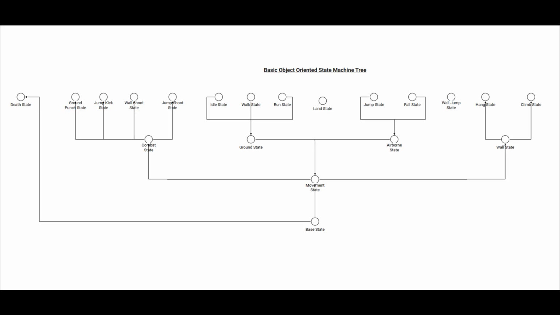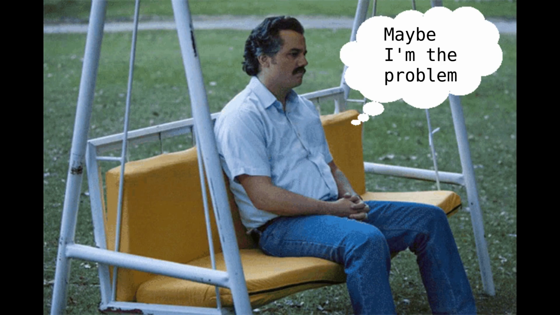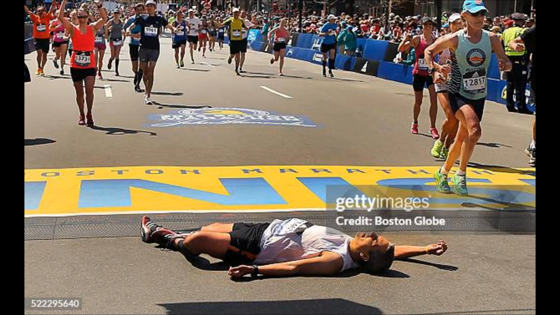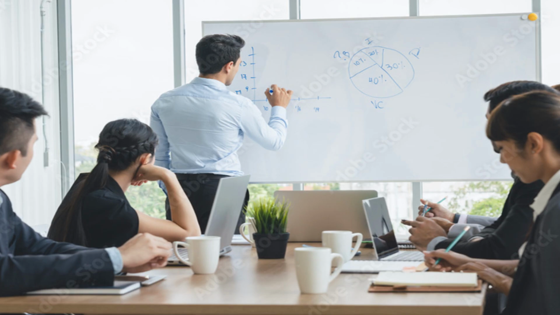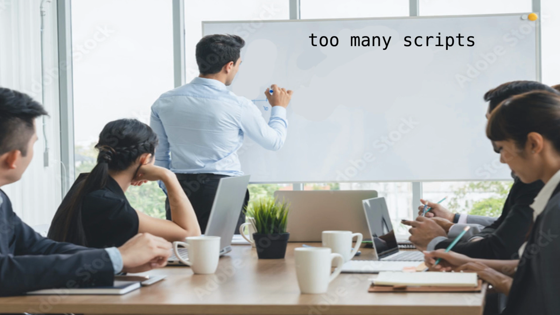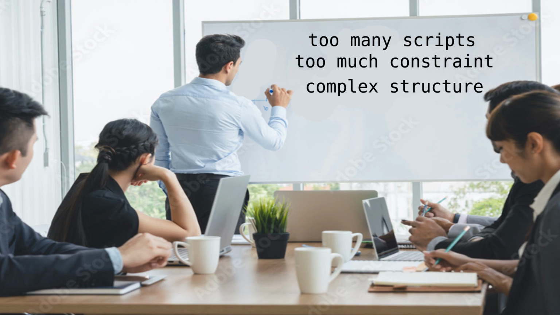Now, maybe I made some mistakes. I didn't plan the code base properly. But every hierarchical state machine I make ends this way. I just hoped that I could push through to finish the game. So, let's go over a few critical issues. There's too many scripts, too much constraint, overcomplicated structure to add simple features, and an overcomplicated process to debug. We'll come back to this list later.